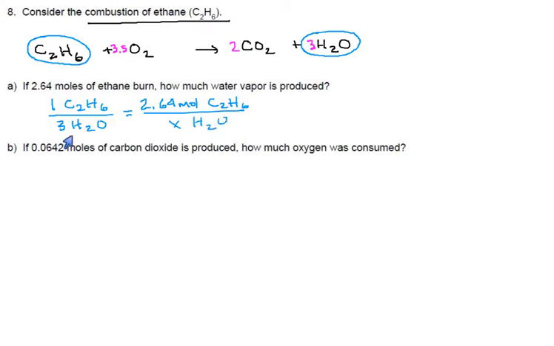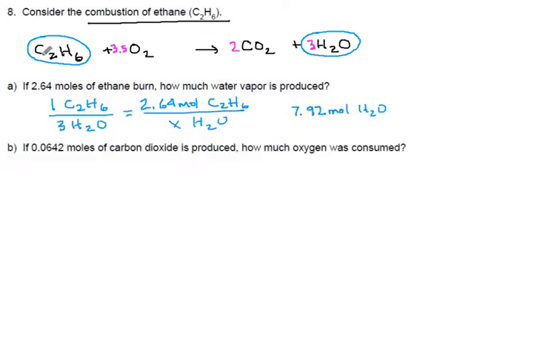If you cross multiply this, you get 3 times 2.64 divided by 1 is, what, 7.92, if I'm not mistaken? Let me know in the comments if that turns out to be wrong, and I'll shamefacedly fix it. But I believe that's 7.92 moles of water vapor.